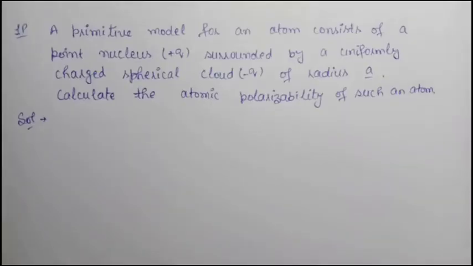Hello everyone. In this lecture we will discuss electrostatic problems related to linear dielectric medium. So the first problem here is: a primitive model for an atom consists of a point nucleus plus Q surrounded by a uniformly charged spherical cloud minus Q of radius A. Calculate the atomic polarizability of such an atom.